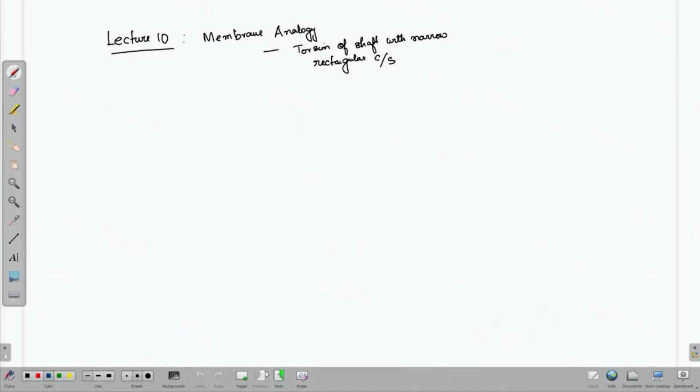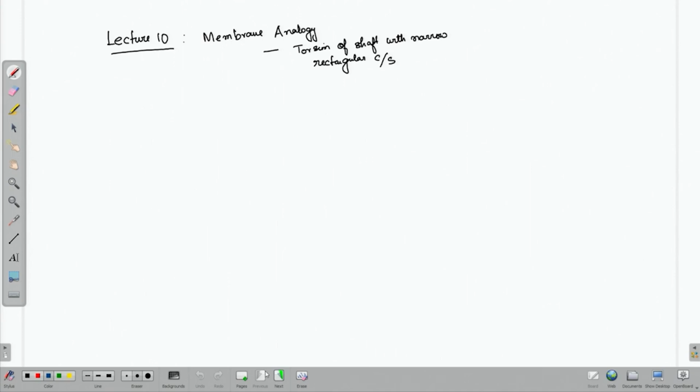Hello, welcome back to the course Aerospace Structural Analysis. Today is lecture 10, the last lecture of week 2. Here also we will continue with membrane analogy, and we will primarily talk about torsion of shaft with narrow rectangular cross section using membrane analogy. So, before we move into narrow rectangular cross section shaft, let us talk about the corollaries of the membrane analogy.